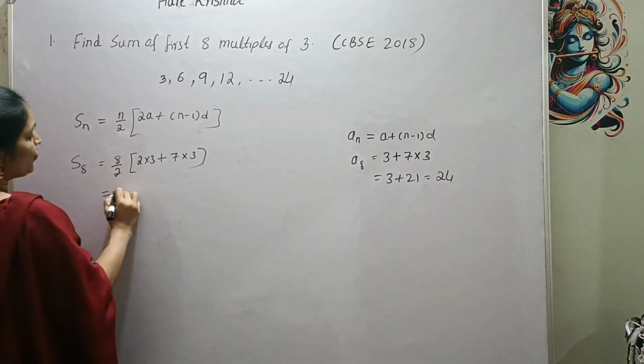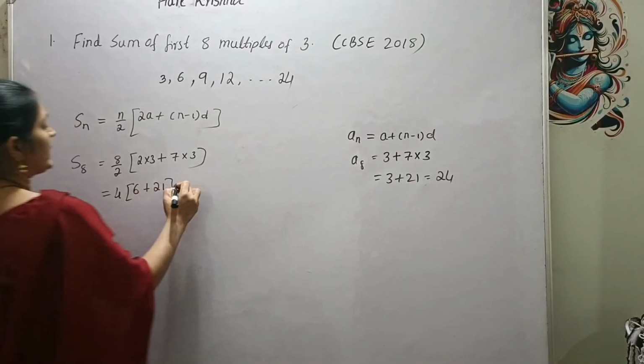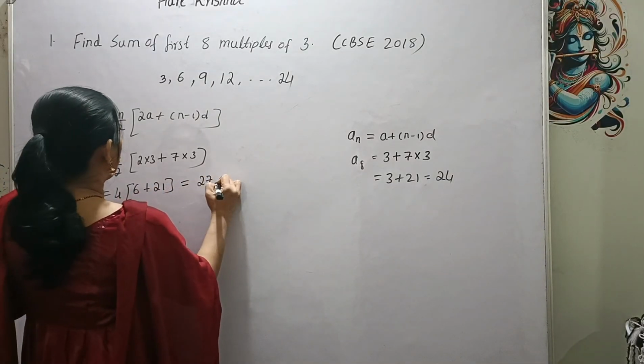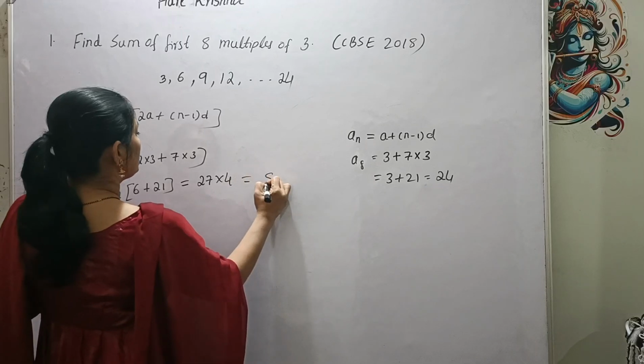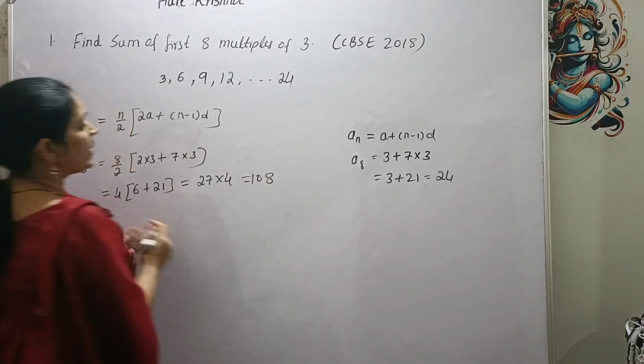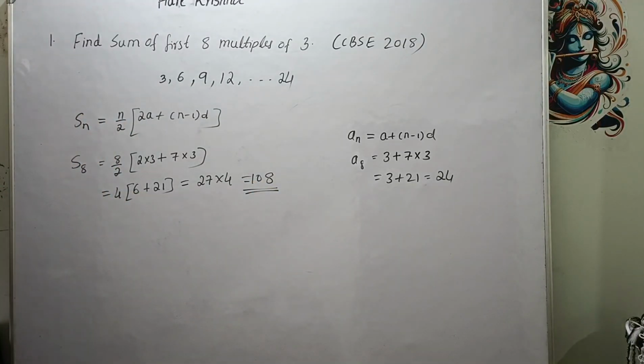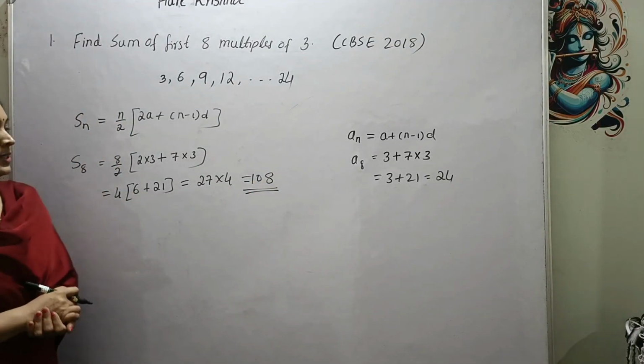That is equal to 4 into 6 plus 21. That is equal to 27 into 4. 4 2s are 8, 10... 108. So, the sum of first 8 multiples of 3 is 108.